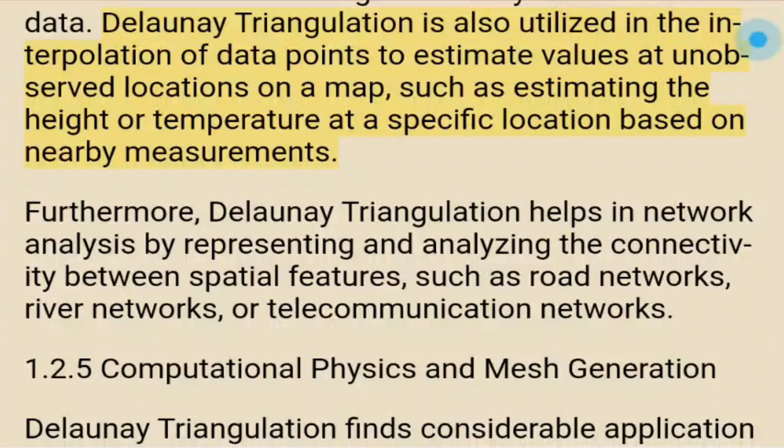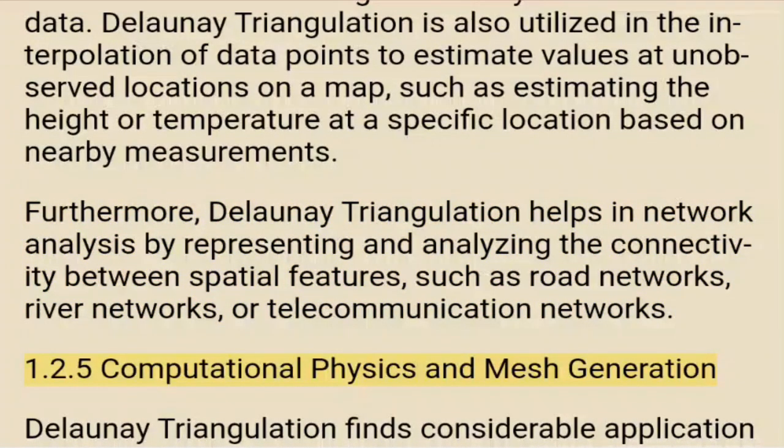Delaunay triangulation is also utilized in the interpolation of data points to estimate values at unobserved locations on a map, such as estimating the height or temperature at a specific location based on nearby measurements. Furthermore, Delaunay triangulation helps in network analysis by representing and analyzing the connectivity between spatial features, such as road networks, river networks, or telecommunication networks.